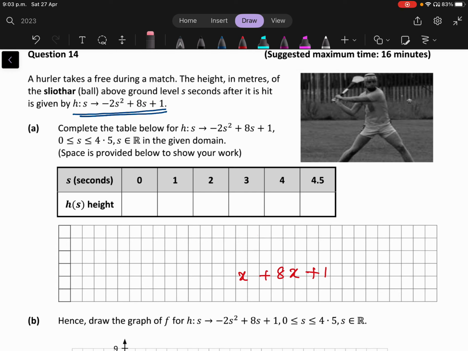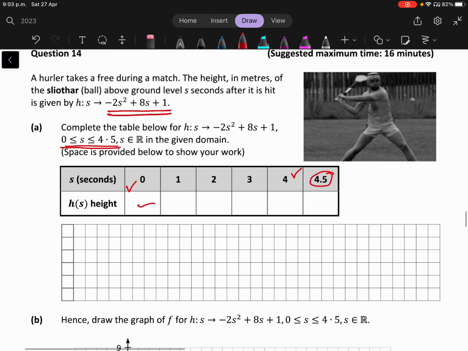The function is minus 2s square plus 8s plus 1. Let me just underline this. Complete the table below with 0 less than or equal to s less than or equal to 4.5. So they have given the table. What should you be doing? You should put this function into the calculator in the table function, and then give the values 0 to maybe 4, because 4.5 is very difficult to put in. So do it till 4, you get the values and write it here.